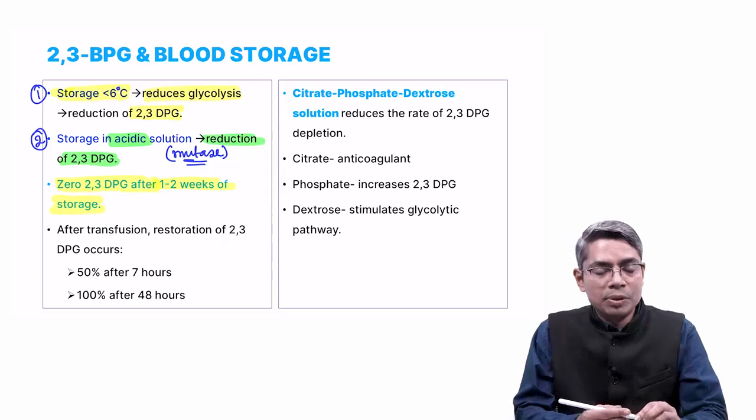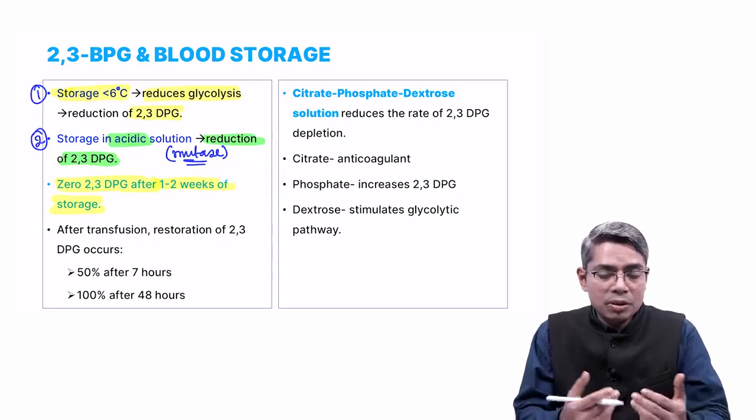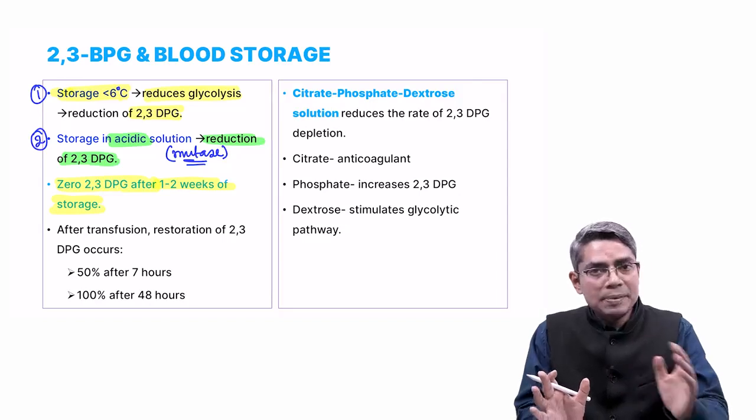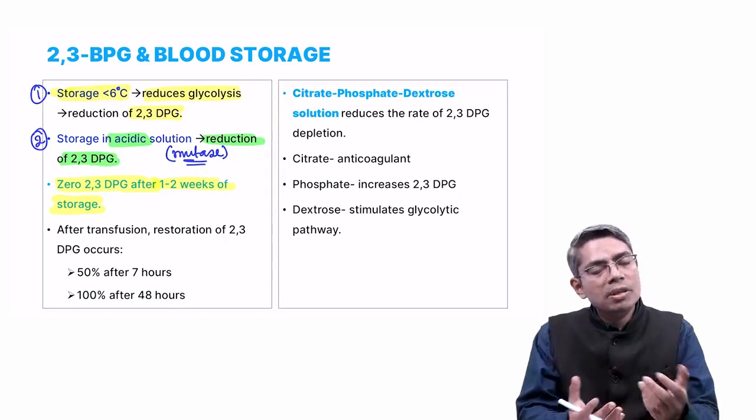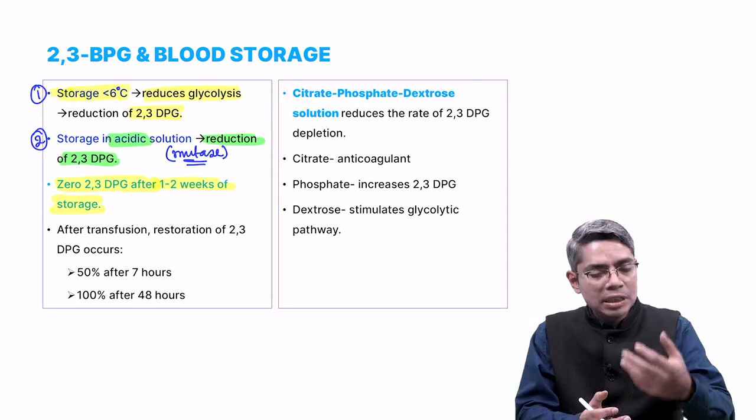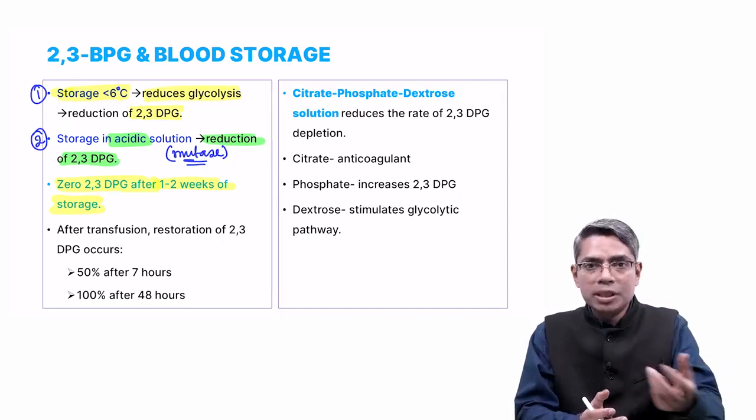suppose you have given transfusion to a person with the storage blood. Storage blood means the 2,3-DPG is already depleted, there is left shifting. Left shifting means hemoglobin will not release the oxygen to the level of tissue. What is the basic purpose of blood transfusion? We give the blood transfusion for better oxygenation of the tissue.